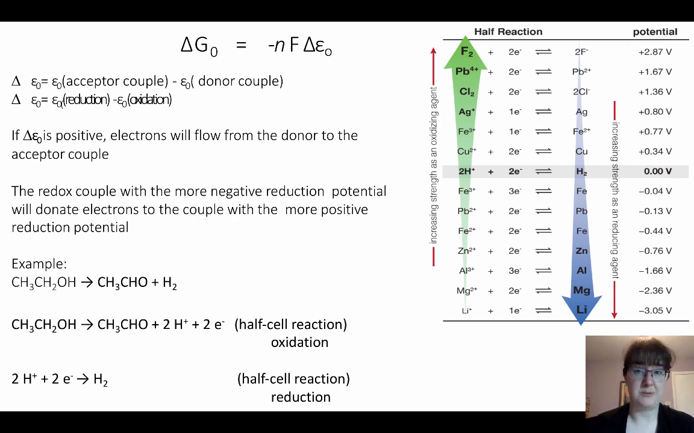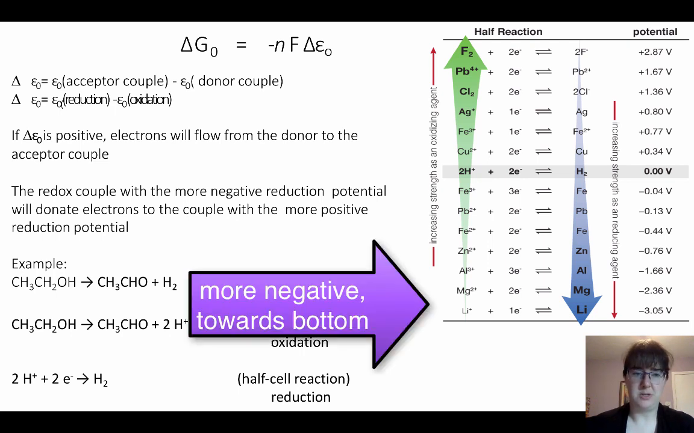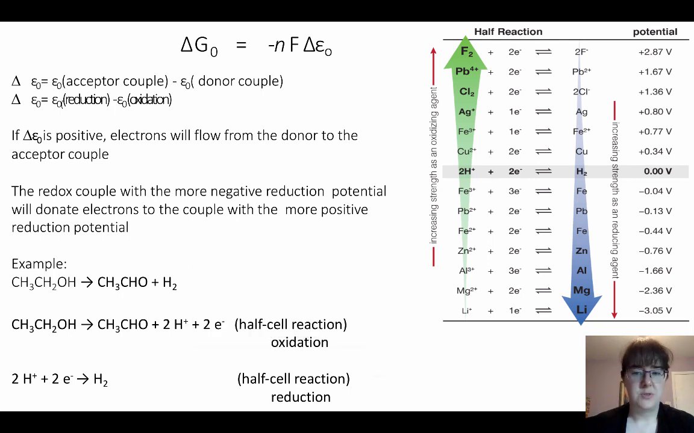There's a lot of different ways to look at which one should be which. So we'll talk about this a couple different ways. To start off with, the redox couple with the more negative reduction potential will donate electrons to the couple with the more positive reduction potential. So there's an example written below here just to look at how you can break reactions down. This actually has ethanol, where ethanol is oxidized, and then hydrogen, which is being reduced. When we're talking about something that's going to have a more positive and more negative reduction potential, what I want you to do is take a look at the chart that's there on the right.